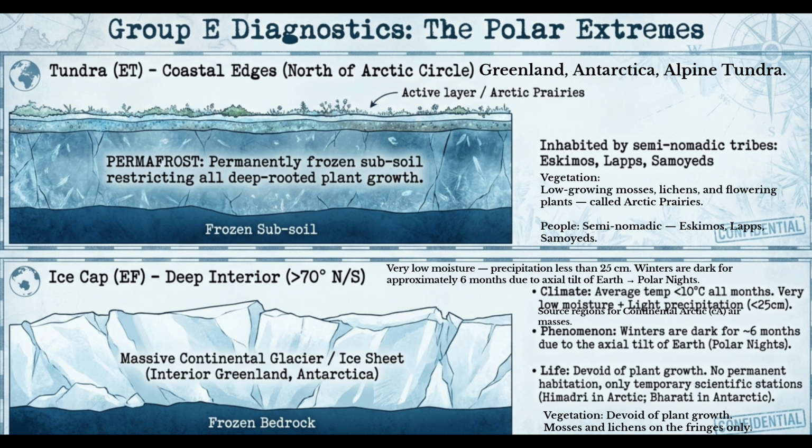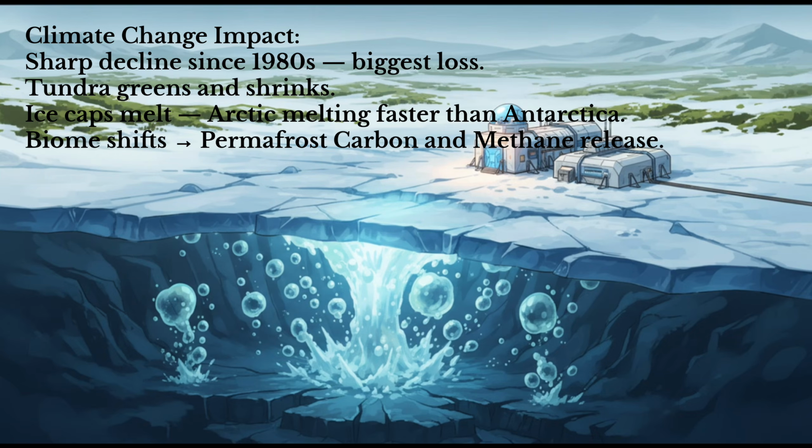Himadri, India's research station in the Arctic. Bharti, India's research station in Antarctica. No permanent habitation. Climate change impact: sharp decline since the 1980s, biggest loss. Tundra greens and shrinks. Ice caps melt, Arctic melting faster than Antarctica. Biome shifts, permafrost, carbon and methane release.